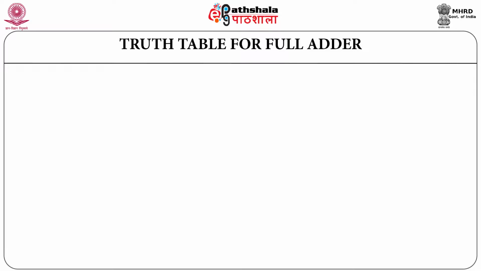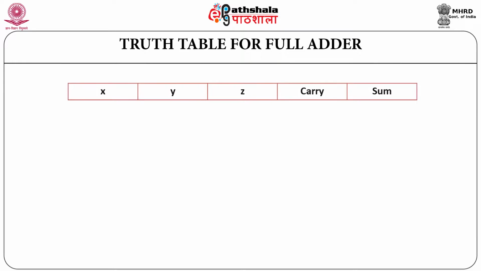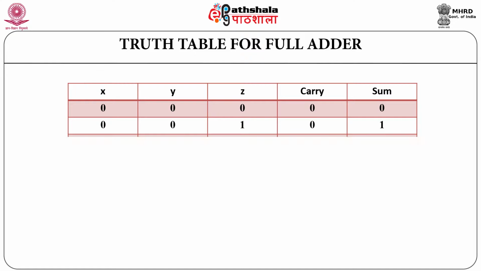Truth table for the full adder is as shown below. It has got 3 inputs and 2 outputs. X and y are the normal 2 inputs, and Z input basically is the carry in input, and the other 2 outputs in the truth table are carry and the sum. Carry here is the carry output that is generated, and sum is obviously the addition of the 3 inputs, because it is a full adder.